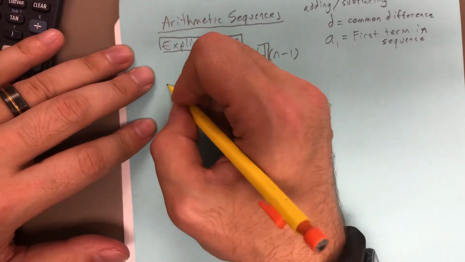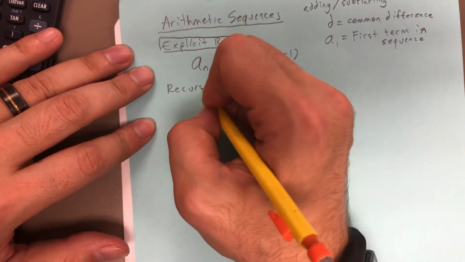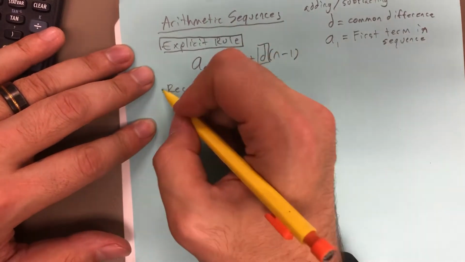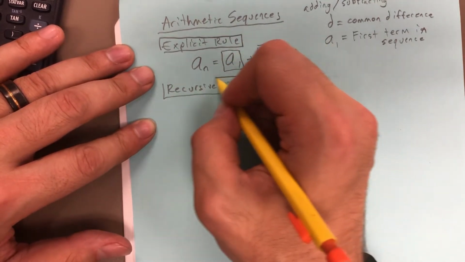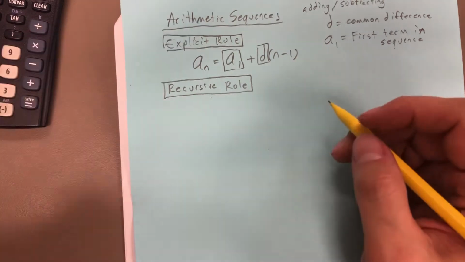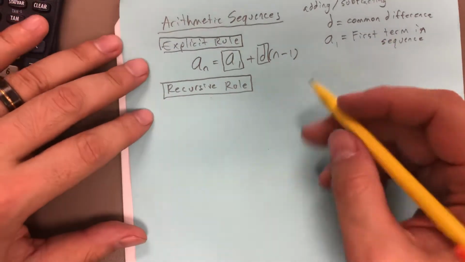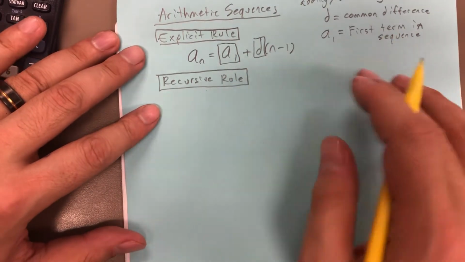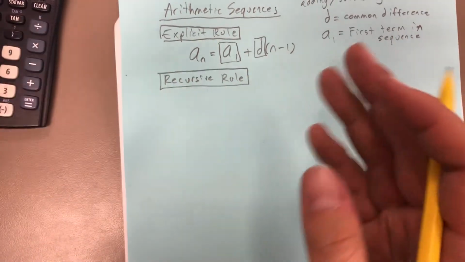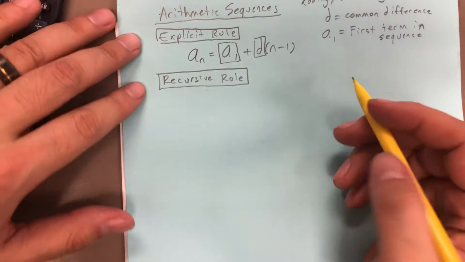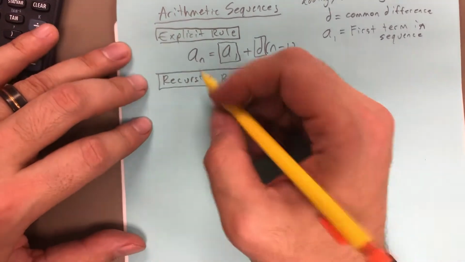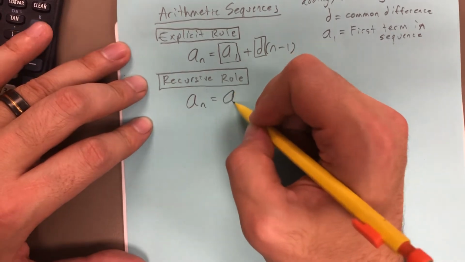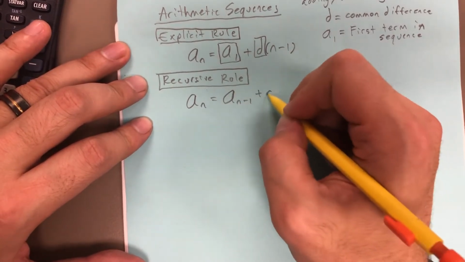The other one is the recursive rule. The recursive rule works a bit differently than an explicit rule. With an explicit rule, you can find any individual term that you want, as long as you know the term number. Whereas with the recursive rule, you find the next term after a previous term. So you need to know the previous term to get to the next term. And here's how the recursive rule is going to be given to you. an is equal to an minus 1 plus d.